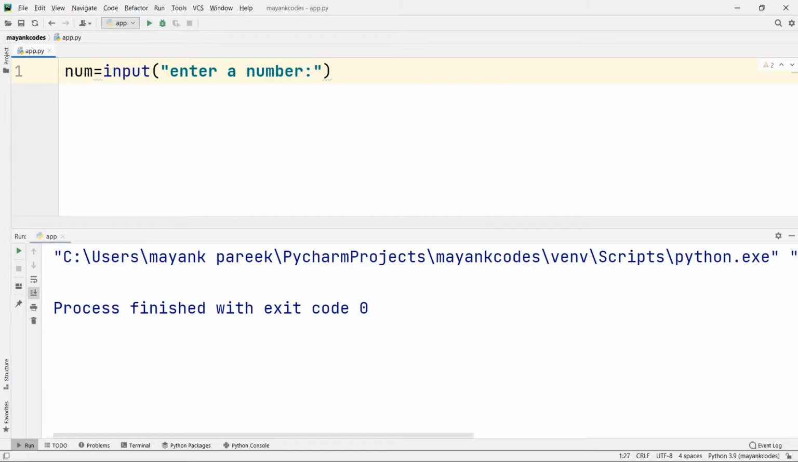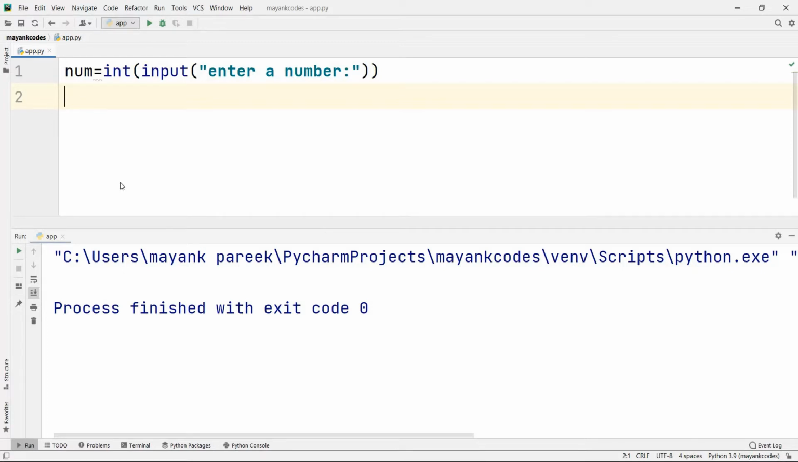So to convert that number into an integer, I'll just erase this space. Here I will convert this into an integer by saying int over here, and that's very simple. Now I have converted my input into an integer. So now I have something called num, and this num contains a value, and I have to check whether this value is prime or not.